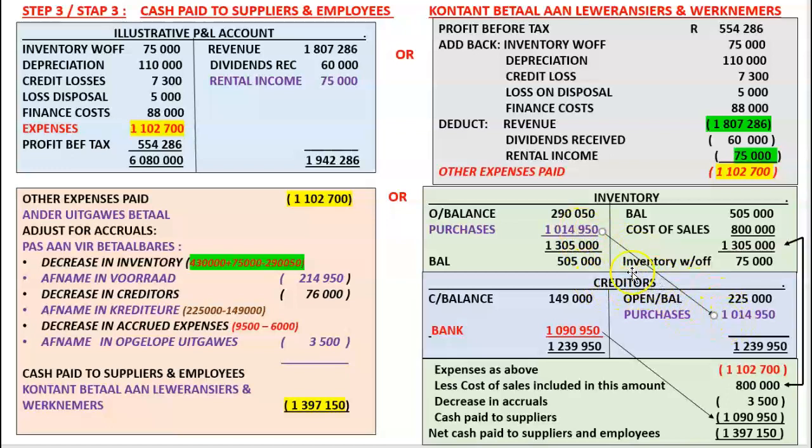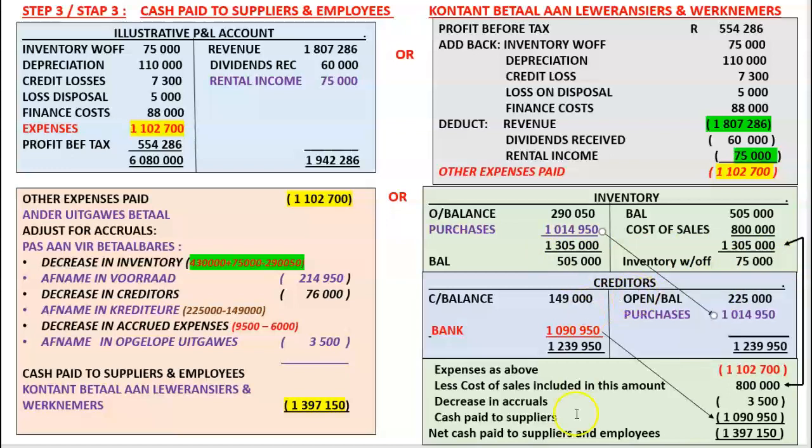Remember what I'm after? I want to see how much money did I in fact pay the creditors during the course of the year. Going back to the inventory account, you can clearly see that I've done the inventory write-down after I brought down the balance of 505,000. Then I'm going to do the inventory write-down, and then you will have the closing balance of 475,000 Rand.